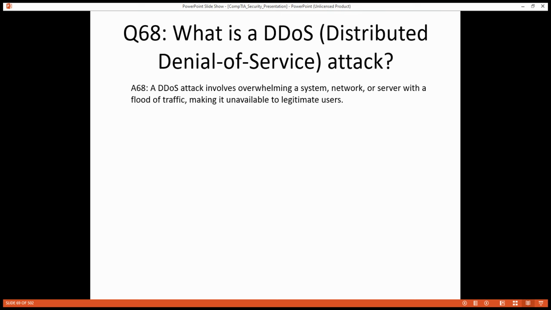Q68. What is a DDoS, distributed denial of service attack? A68. A DDoS attack involves overwhelming a system, network, or server with a flood of traffic, making it unavailable to legitimate users.